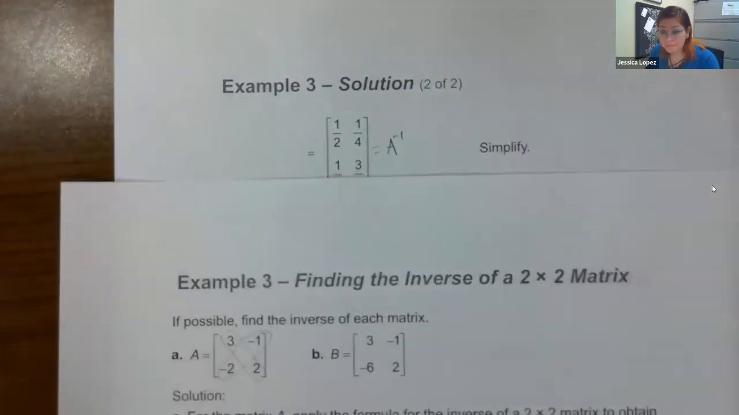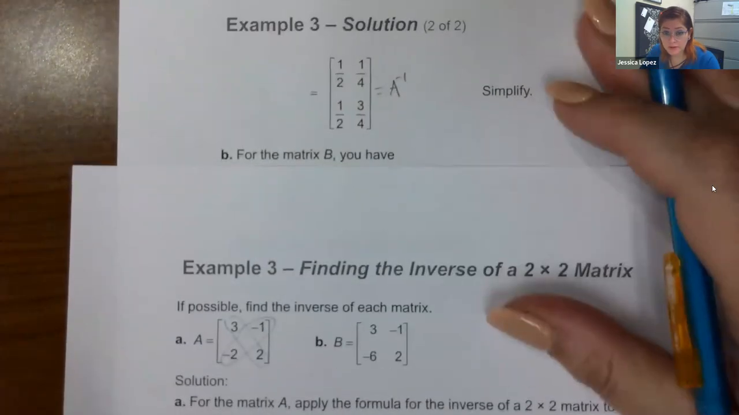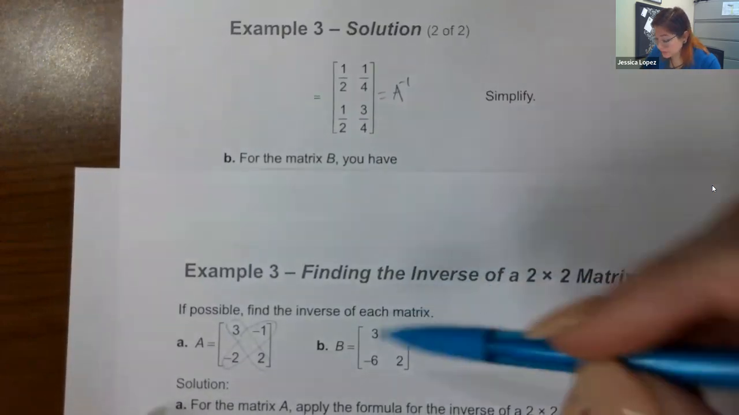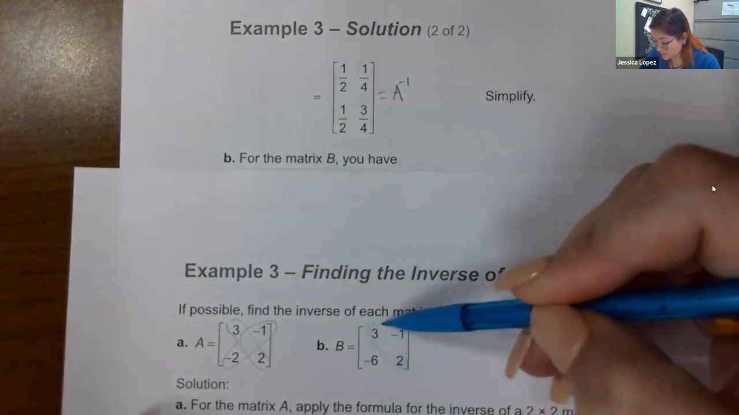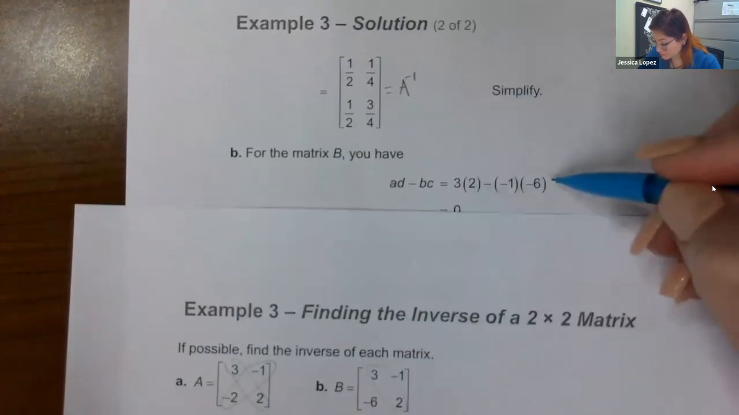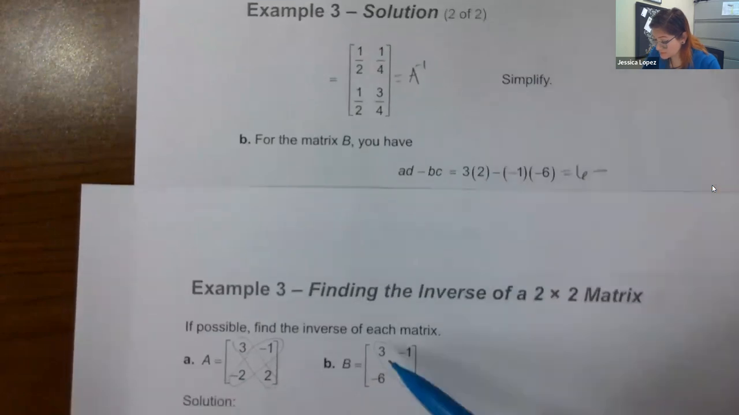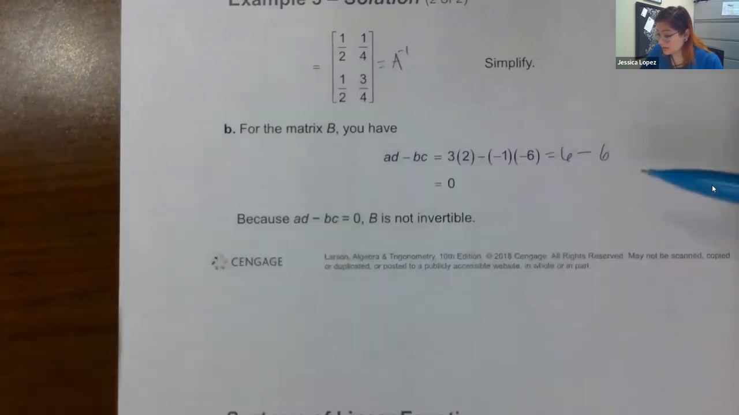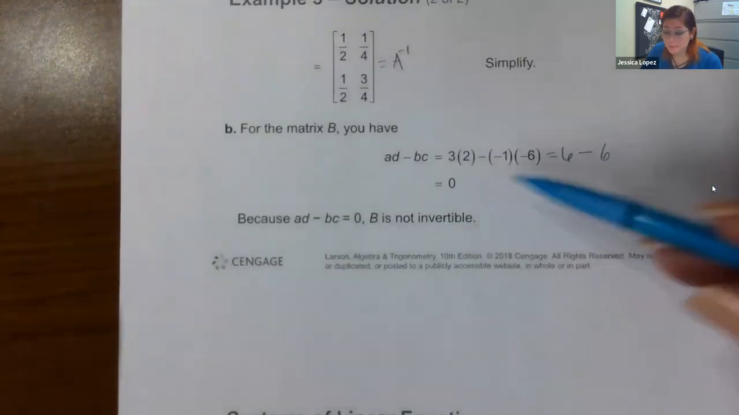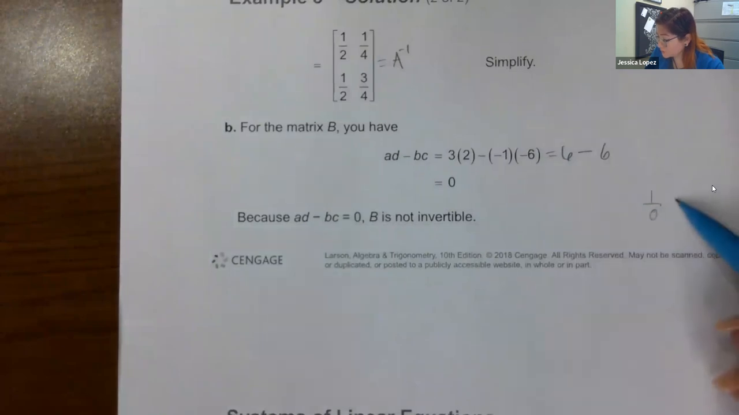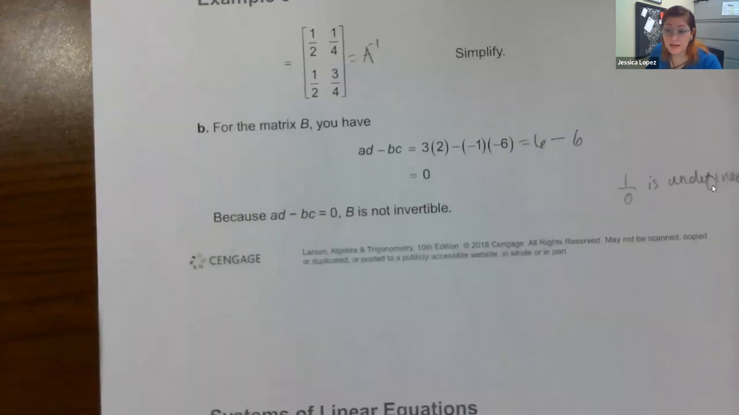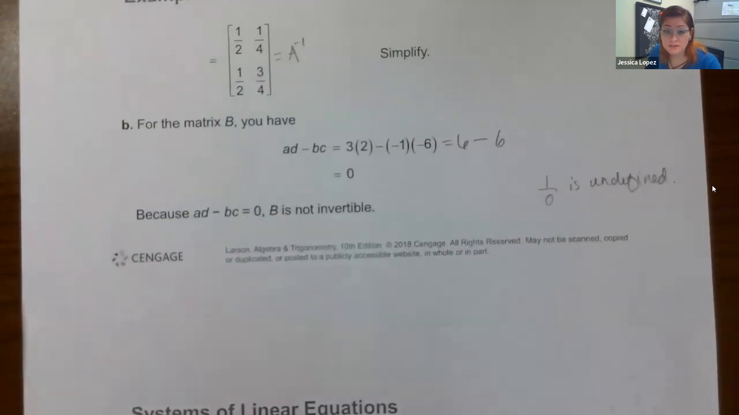Now for B, part B is right here. This is the matrix. So when I go to find that determinant, I'm gonna be doing this guy times this guy, which is 6 minus the upward, which is also a positive 6, and 6 take away 6 is 0. You cannot have 1/0. And that is why you cannot use the formula. And actually, the fact that the determinant is 0 is why it is not invertible.